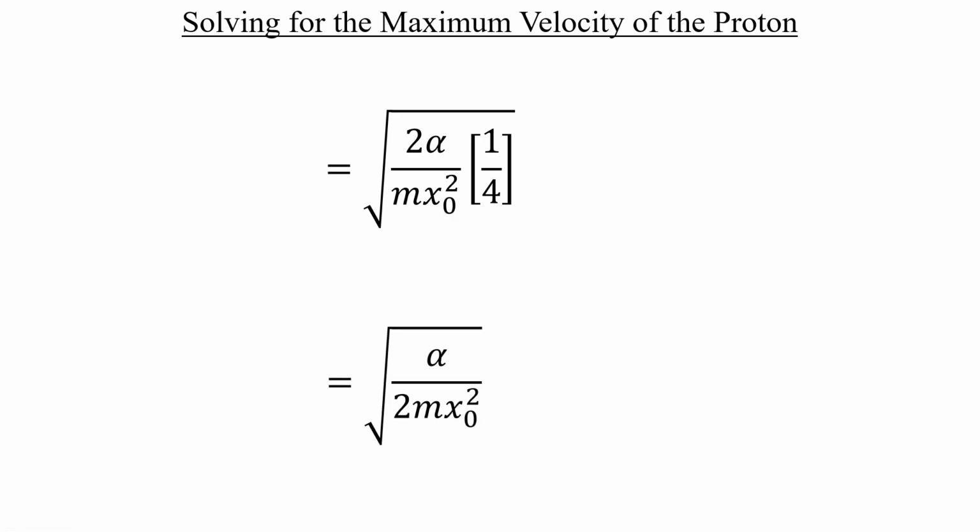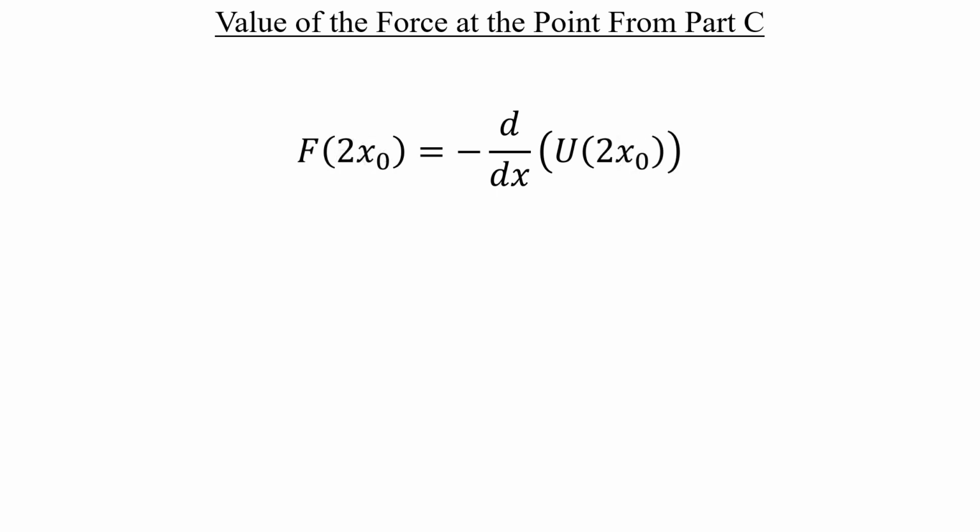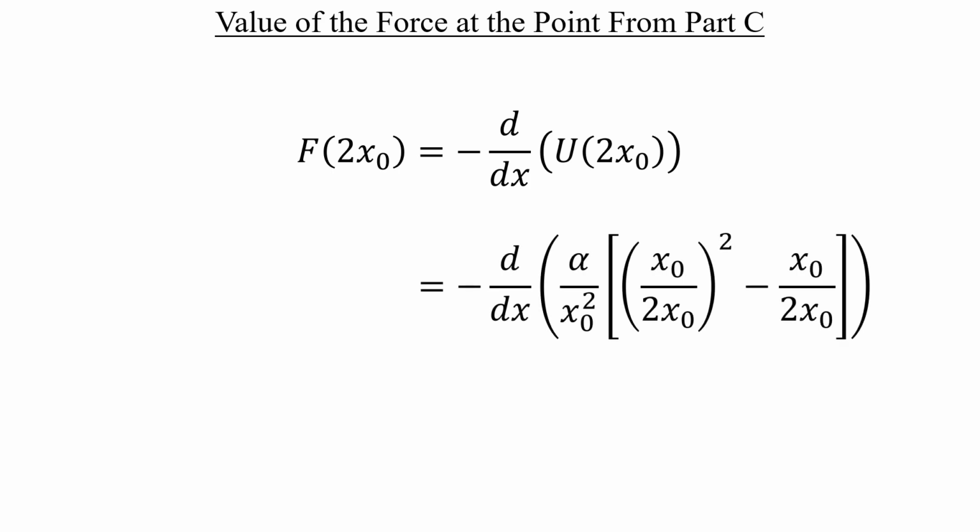So the maximum velocity will be this expression here. Part C is all finished. To answer part D, we'll need another special characteristic of conservative forces, which says that the value of the force at any point is equal to the negative derivative of the potential energy function at any point. Since we want the value of the force at 2 times x naught, let's plug that in and see what we get. This is nice because it requires no work at all.